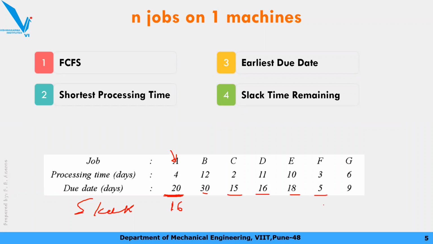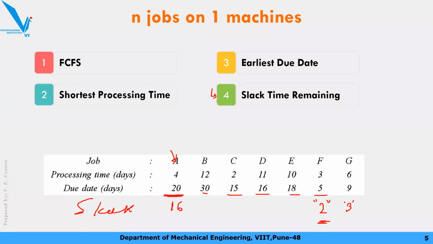So here for F, the slack is only 2, right? And in G the slack is only 3 days. So when you start, you have to return it as quickly as possible, so that is your slack time.